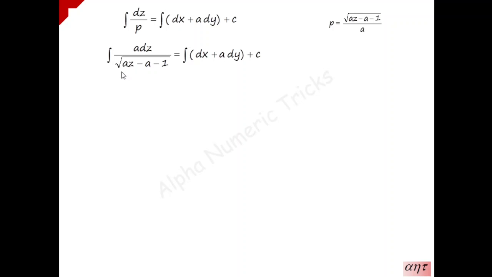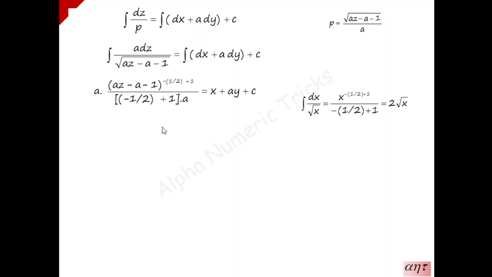So dz by root of az minus a minus 1 is equal to integral dx plus a dy plus a constant. This constant is the constant of integration. You have to integrate this. What is the integration of this term? This is replaced by that, that is, we have to apply the integral of dx by root x.